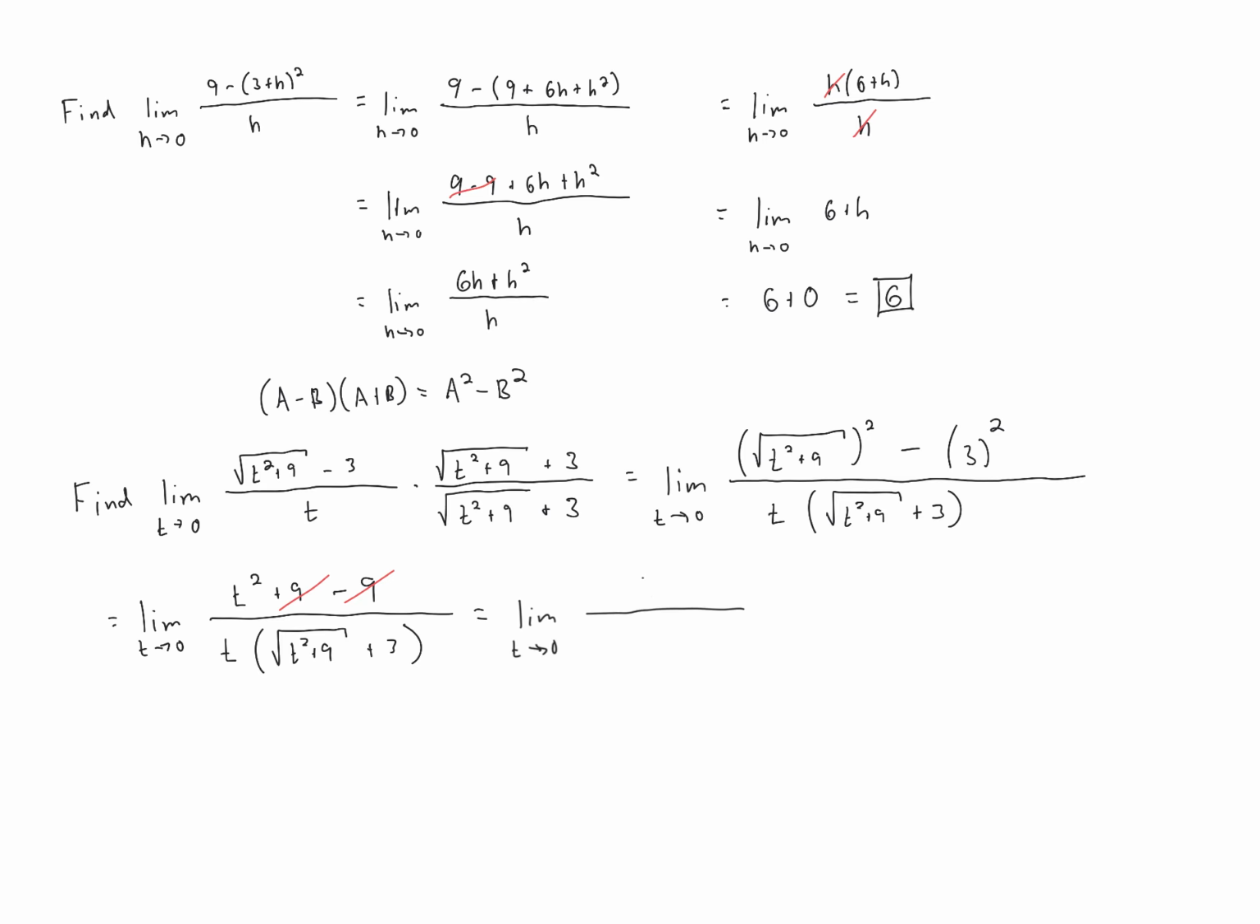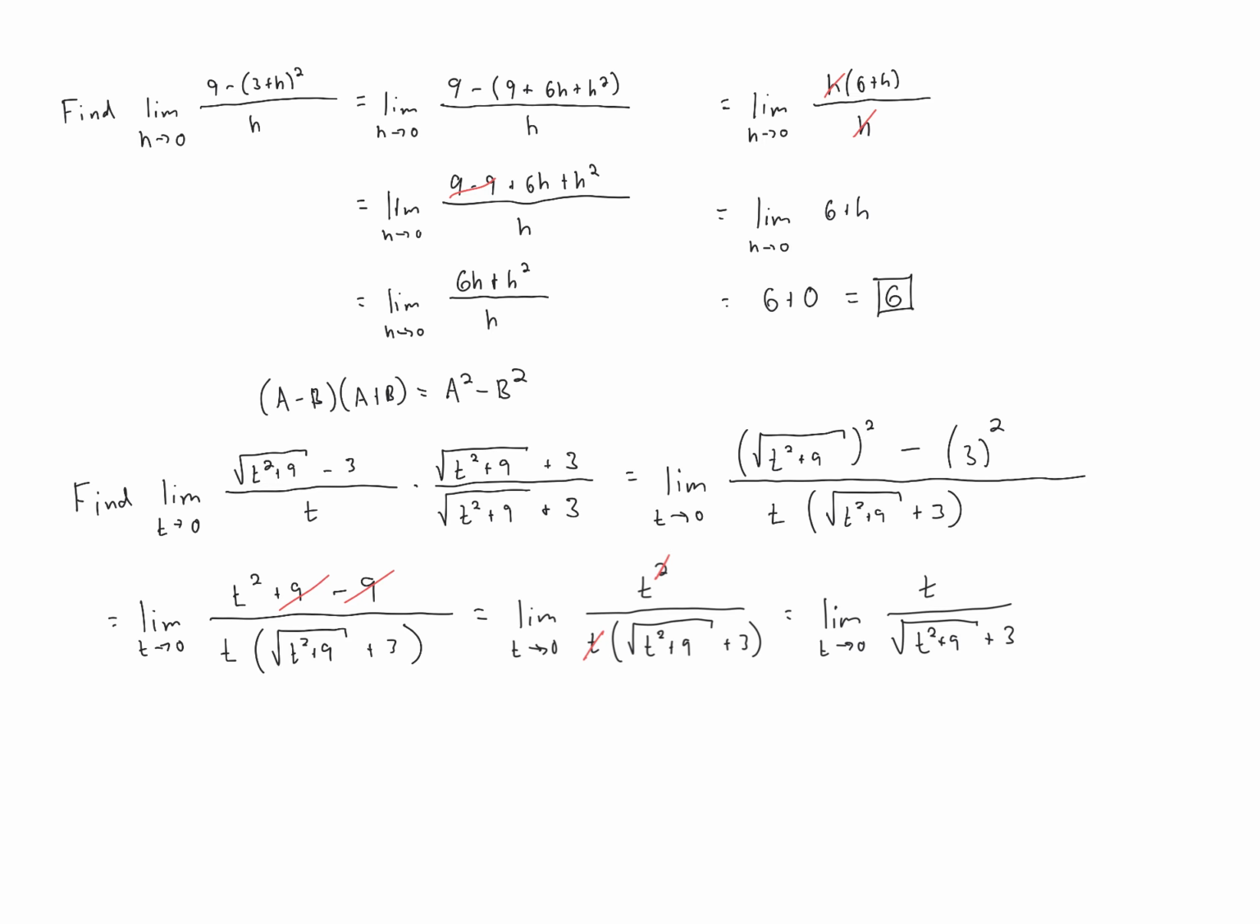And then this is just going to be t squared over t times that quantity. And then at this point, you're probably noticing that we can cancel a factor of t in the numerator and the denominator. The denominator has a factor of t, and the numerator has 2 of them. So if we cancel out one of them, instead of a t squared, we're just left with t. And so this is going to be the limit as t approaches 0 of t over the square root of t squared plus 9 plus 3.